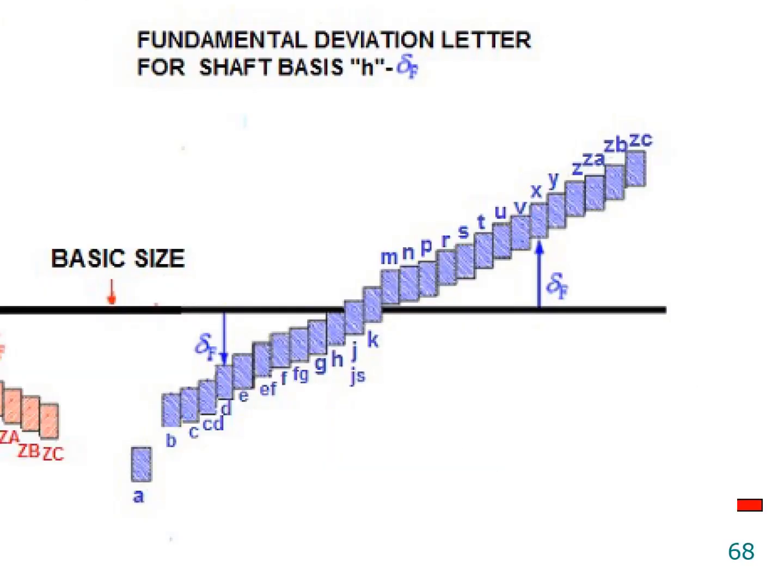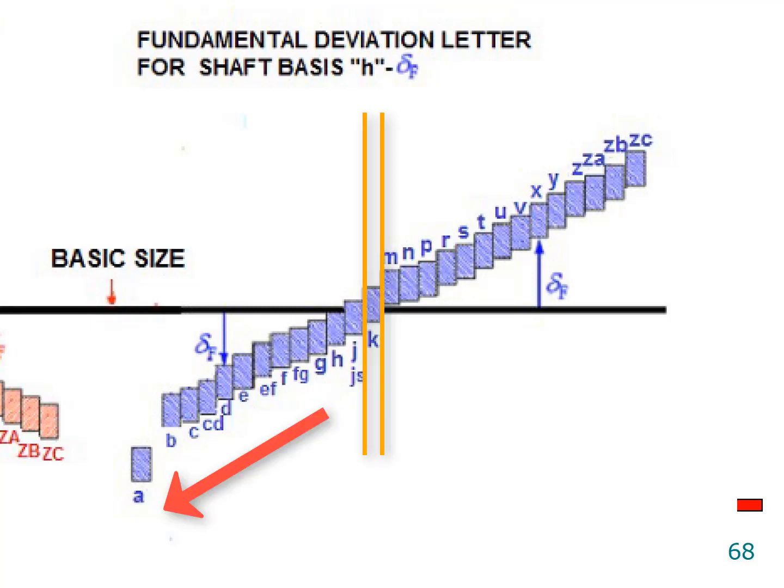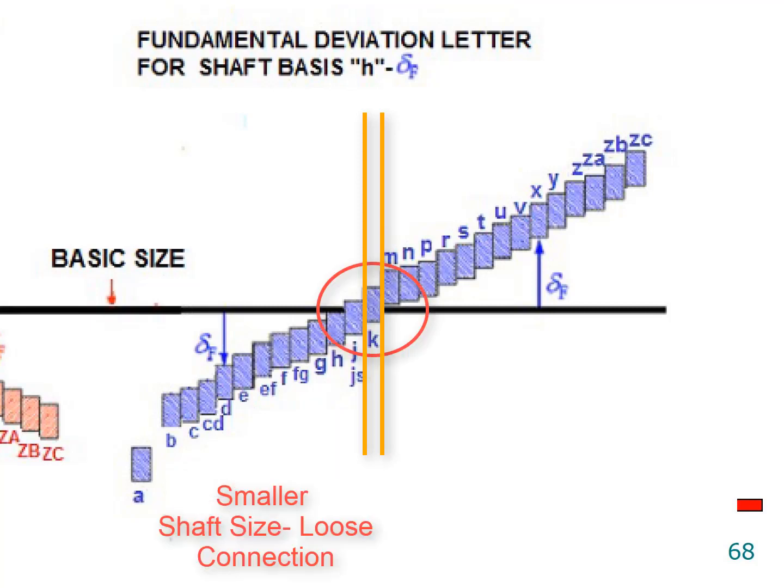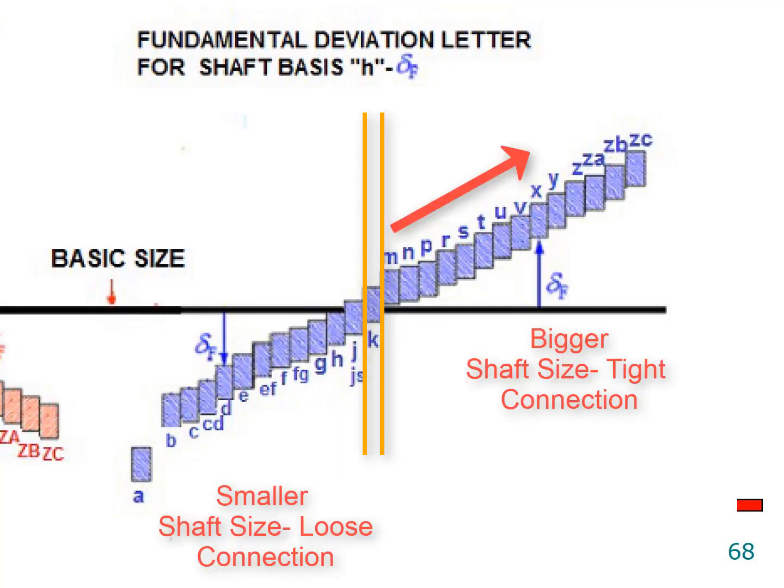Similarly, we can think of this situation for a shaft, where the shaft size shrinks from the small letter h to a letter. The symmetrical dimension tolerance state is js, and the shaft size from the letter k onward gets larger towards z, which will result in a tight connection.